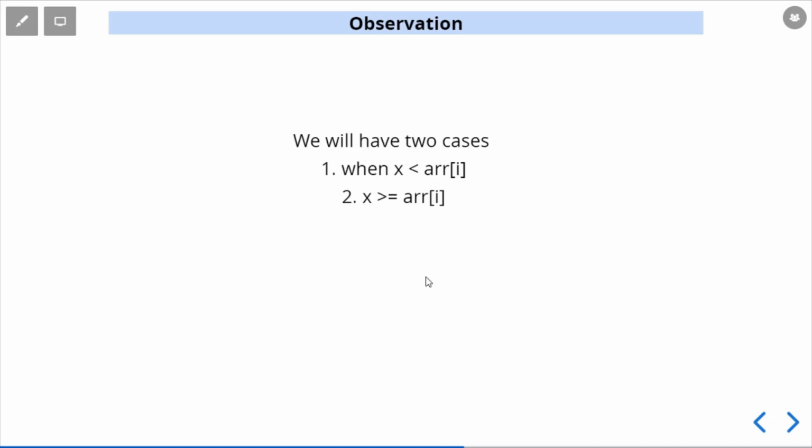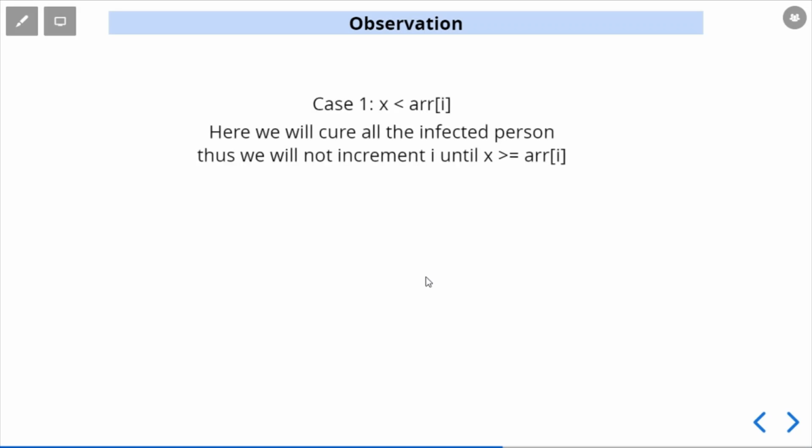When x is less than array of I, that means the number of vaccines is smaller than the population of that country. And the second case is when x is greater than or equal to array of I, that means the number of vaccines is greater than or equal to the population of that country. So let us take case 1. If x is less than array of I, we'll cure the infected people, thus we will not increment I until x is greater than array of I. We'll first cure each and every member of this particular country, and until all the members are cured, we will not increment I, that means we will not move to the next country.